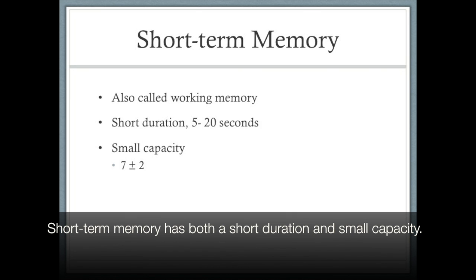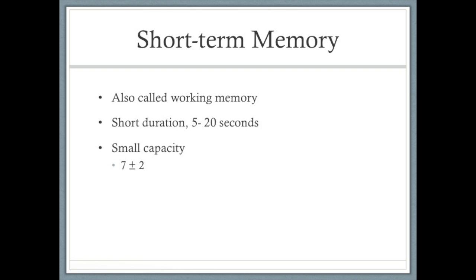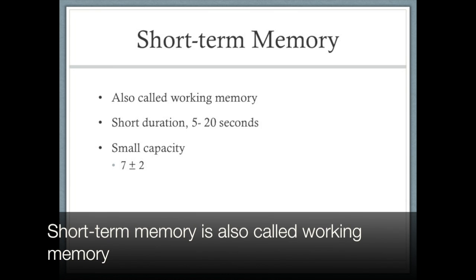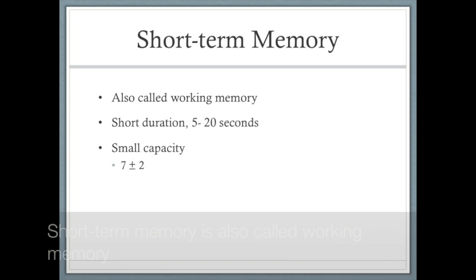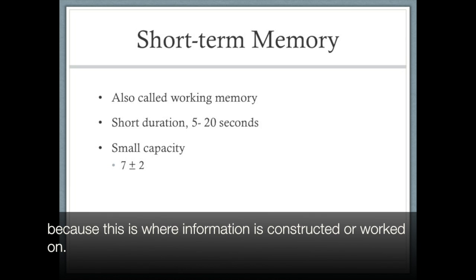The next stage, the short-term memory, has both a short duration and a small capacity. Therefore, information must be processed here quickly so it can be used. If information is not processed quickly, it will be lost from the system, which is your memory. Also, if more information is being pushed into the short-term memory than it can handle, some of that information will be lost. The short-term memory can only handle 5 to 9 pieces of information at one time. We call this 7 plus or minus 2. This is why phone numbers are given 7 digits. This stage is also called working memory because this is where information is constructed or worked on.